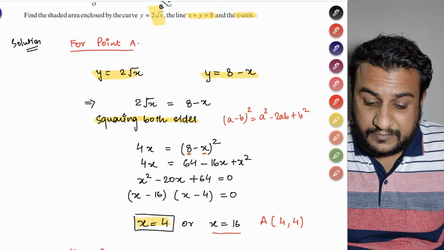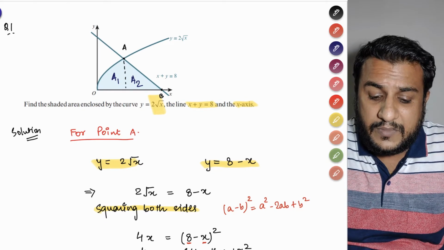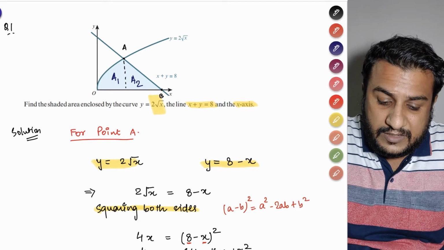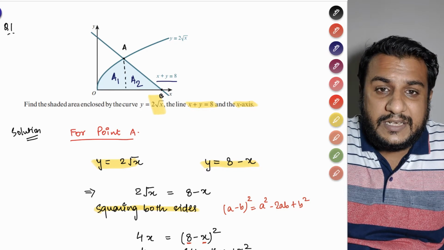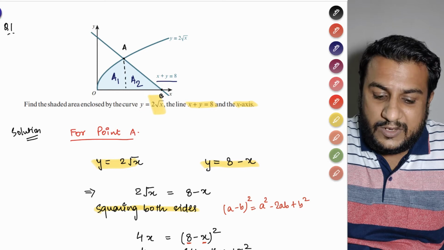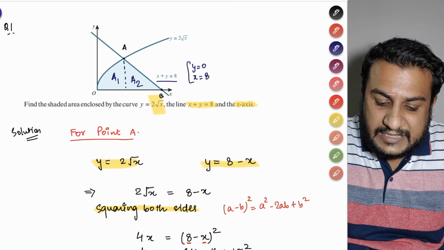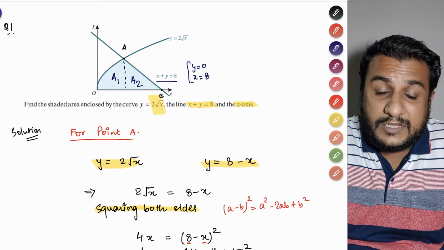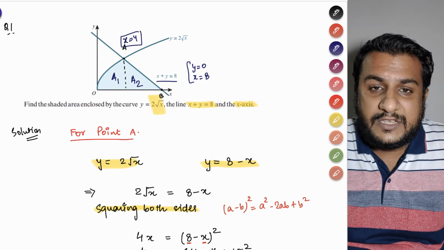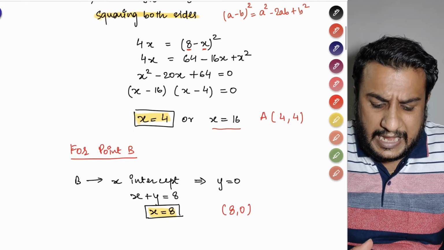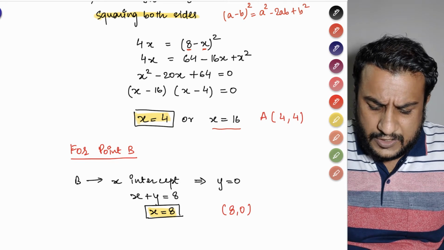Now logically, which point of intersection is this? We know that point B is less than 8. Why? Because B is the x-intercept, and when it's the x-intercept, y is 0. If y is 0 then x is 8. So if x is 8 here, this can't be 16. So this has to be x equals 4 at this point. Yes or no? Similarly we can calculate point B. Either way you can start, first point B then point A. So you got this part.